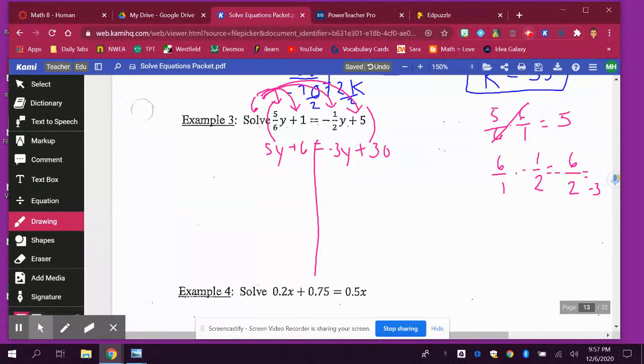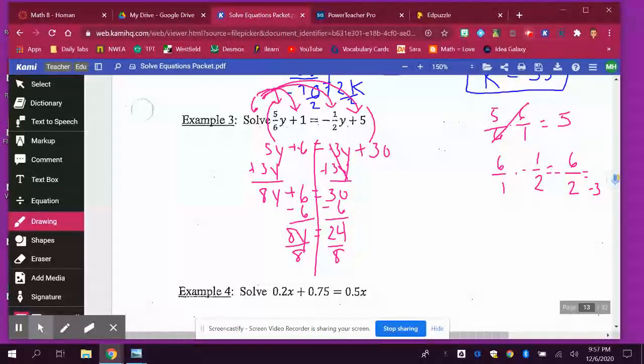My left side and my right side are simplified, so I can start moving my variables. I get 8y plus 6, and over here is 30. I'm going to subtract 6. I get 8y equals 24. I'm going to divide by 8, and I get y equals 3.